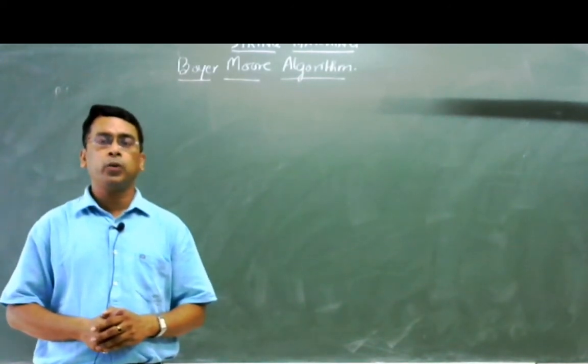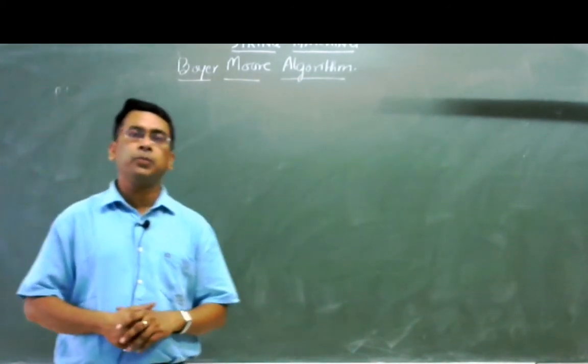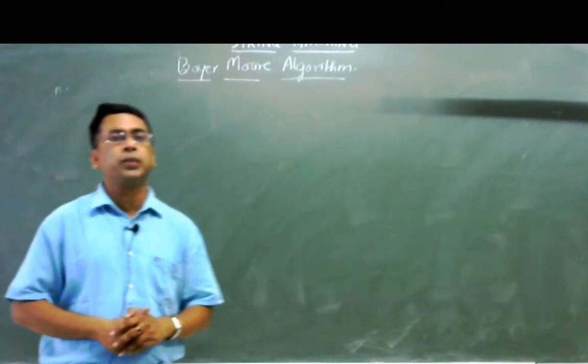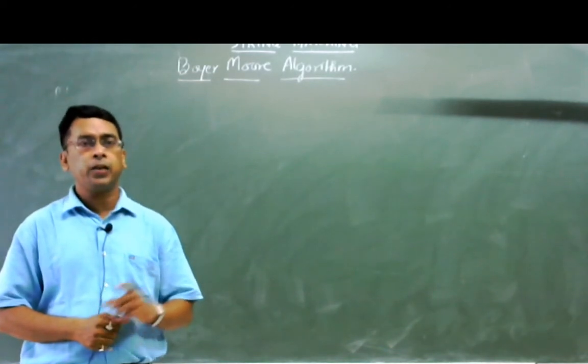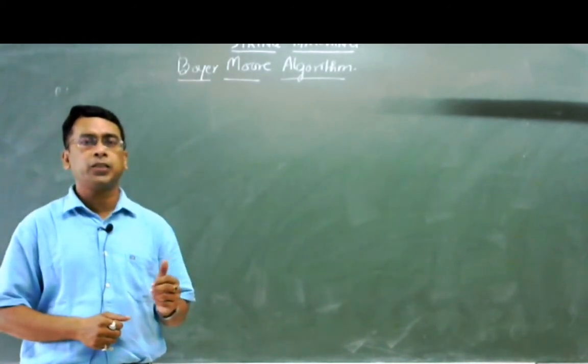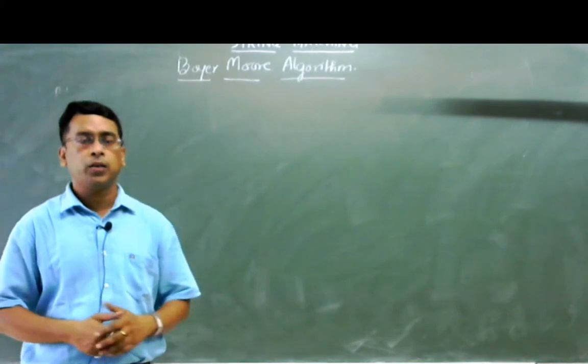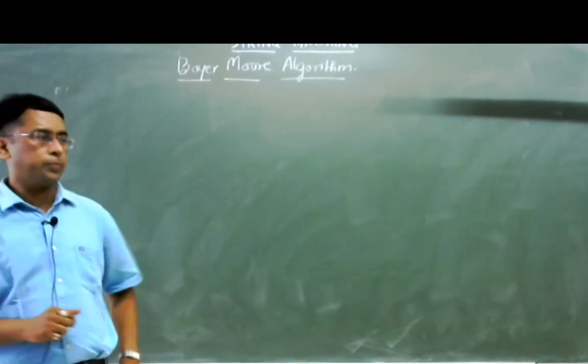So, to understand the Boyer-Moore algorithm, I am first going to write the algorithm and explain it to you. Then I shall take one example, and with the help of that example, I shall show you how it works. So first, I am going to write the algorithm.